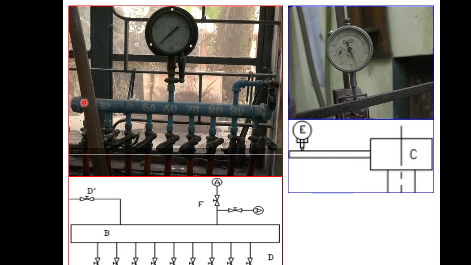So this part is shown in this diagram. See, this is the common manifold. These are the valves. These are the valves. And these are connected with those tapping points. This is the pressure gauge. This part is clear? Yes, sir.